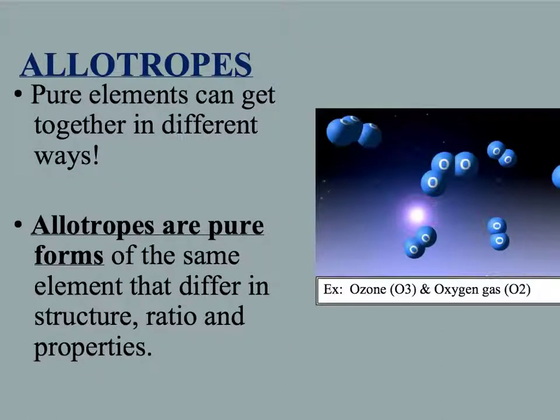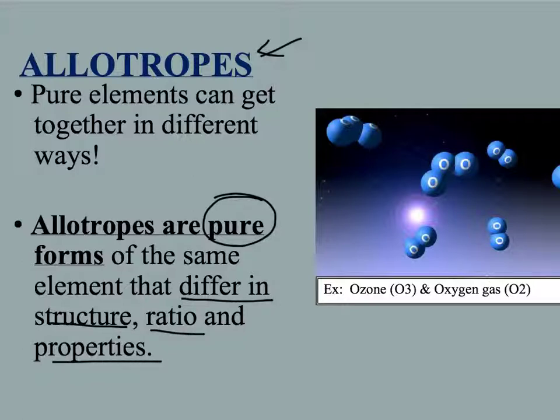Okay, let's come away from the concept of a compound and look at elements that are pure, elements that don't have any other element present, just one type. Well, it turns out that those elements can get together in different combinations in different ways, and when they do, we call them allotropes. Allotropes are pure forms, so that means you're only going to see one element type present, but they differ quite wildly in structure, ratio, and properties.